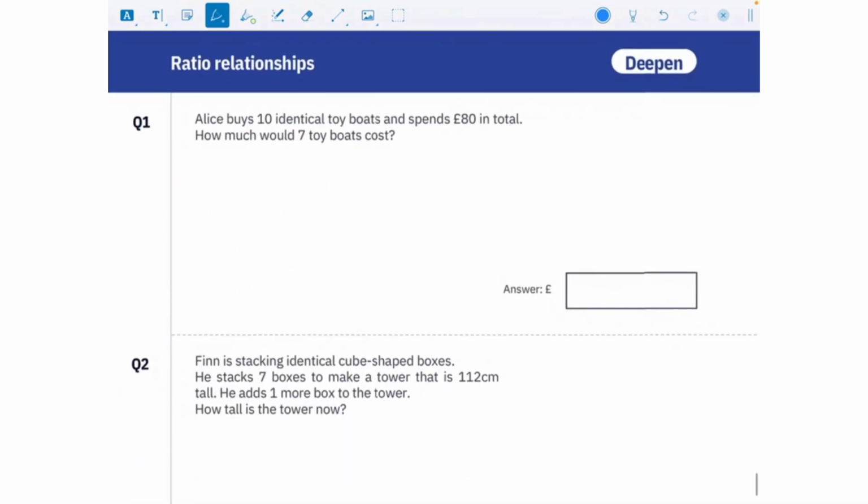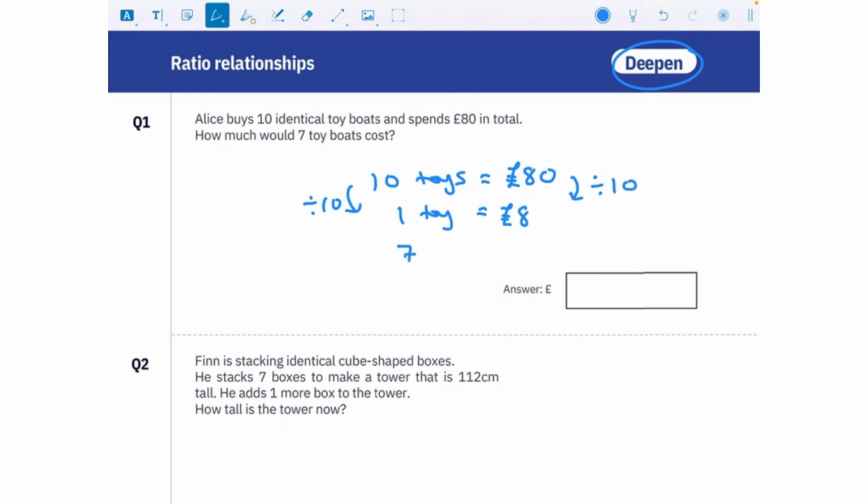And last page, ratio relationships for deepen, so the harder questions. Alice buys 10 identical toy boats and spends £80 in total. How much would 7 toy boats cost? So if 10 toys is £80, then 1 toy we're going to divide by 10. Now we looked at dividing by 10 earlier in the pack, and dividing by 10 moves all the numbers one place to the right, so we get £8 in the ones column rather than in the tens column. So if 1 toy is £8, then 7 toys, we're going to multiply by 7, and that would be £56.